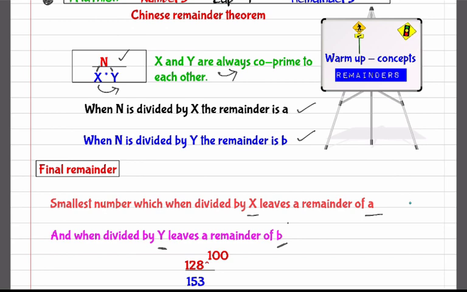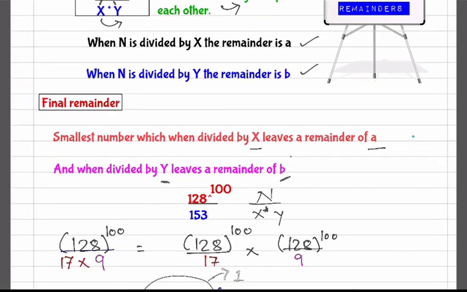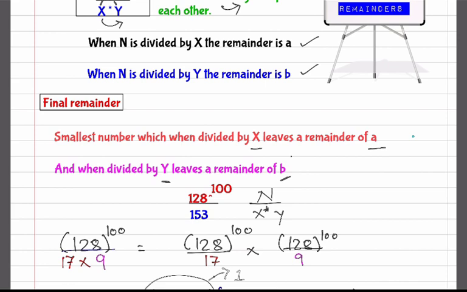So my n in this case, if you can see, is 128 raised to 100 divided by 53. So this is my n and this is my x into y, but I need to split this into x into y. So how will I write 53 in the factors such that x and y will always be co-prime to each other? So I write it as 128 raised to 100 divided by 17 into 3. Now what will I do? I'll solve it individually. 128 raised to 100 divided by 17, I'll find the remainder of this first. Then 128 raised to 100 divided by 3. I'll find the remainder for this as well. So first time we are splitting up the denominator and trying to find the answer.